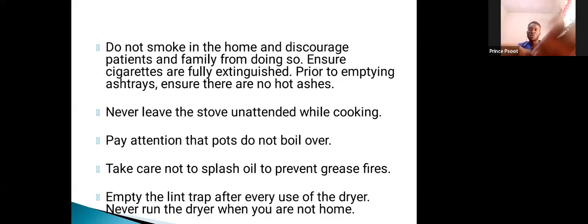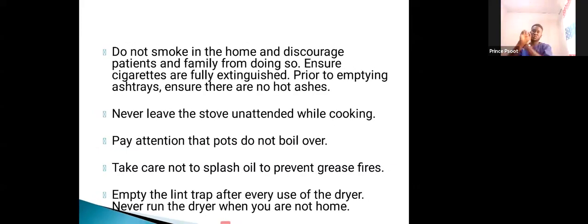Pay attention to pot covers so that they do not boil over. So pay attention that pots do not boil over. Then take care not to splash oil, to prevent grease fires.